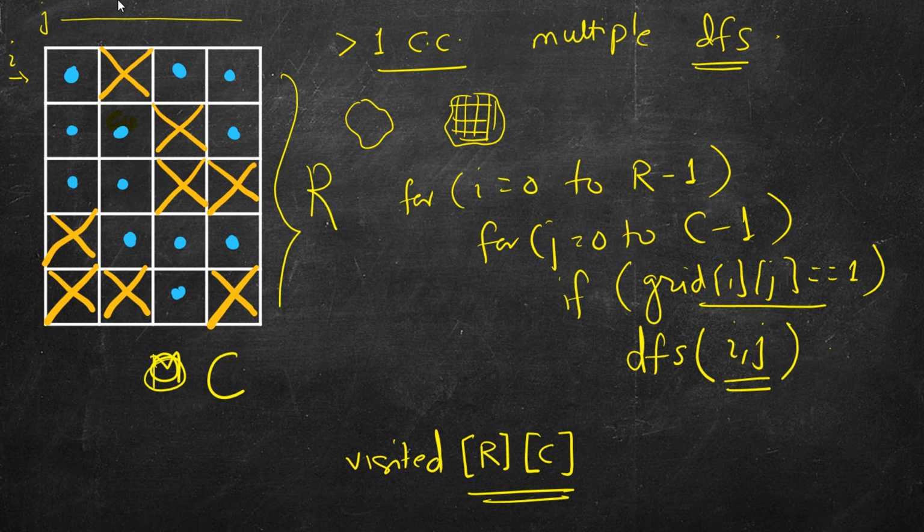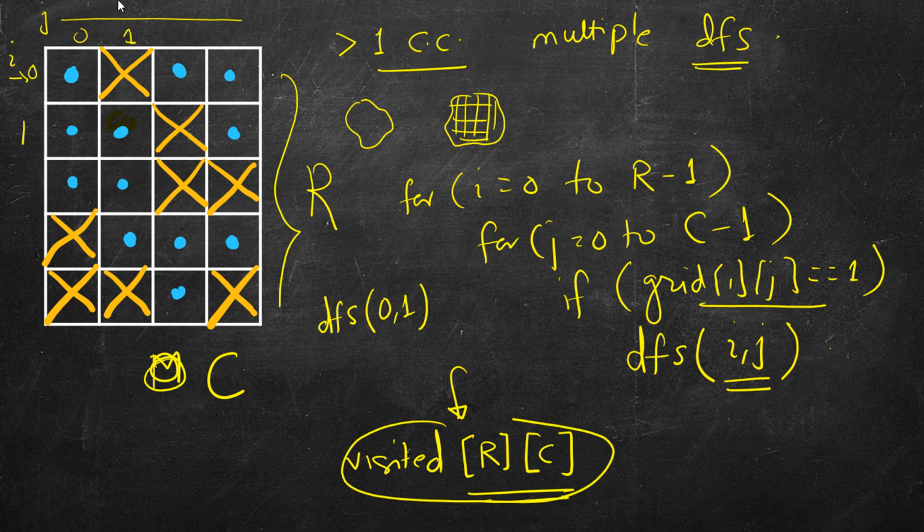So what will happen? It will first trigger DFS here. So this is 0, this is 1, indices start from 0. So first we will trigger DFS from 0, 1, and within DFS we will look at all the 4 sides. If we have any land which is not visited, and we will use this visited grid to keep track of which node we have already visited. So this is very important.